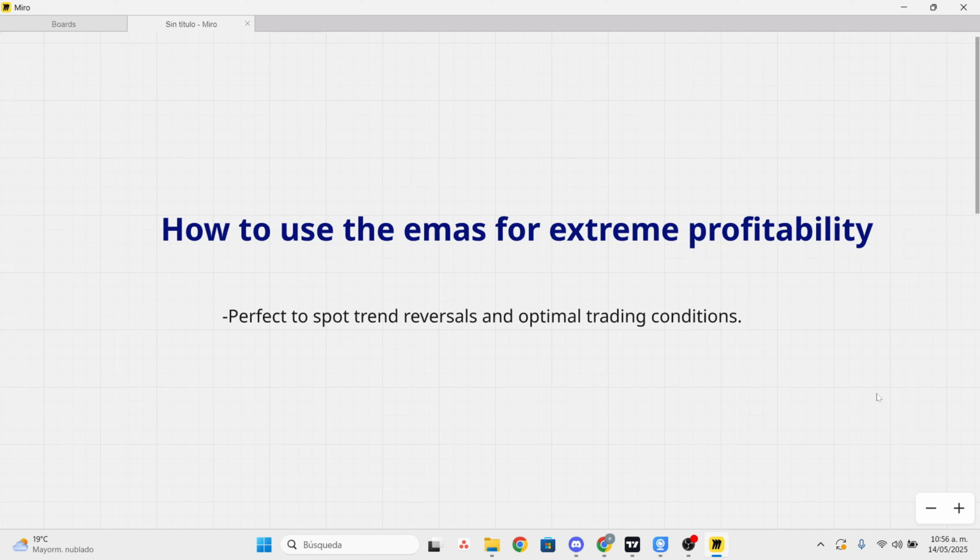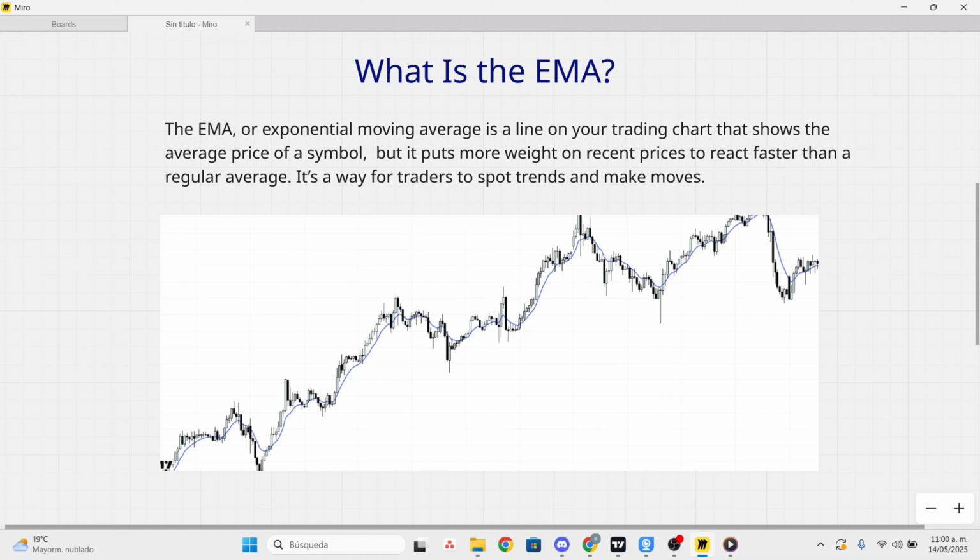Today we're gonna talk about how to use the EMAs in any market and what each of them mean. This is one of my favorite indicators to spot when trend has changed directions, when the market is starting to grab momentum, or when the market is at its total peak for trading conditions. So let's get started. So what is the EMA?